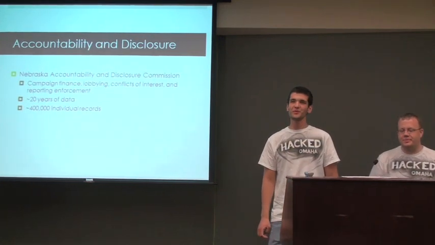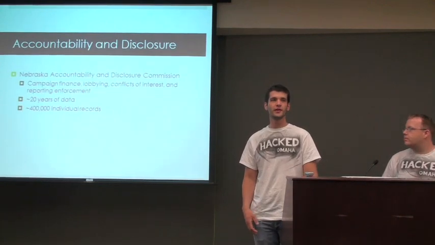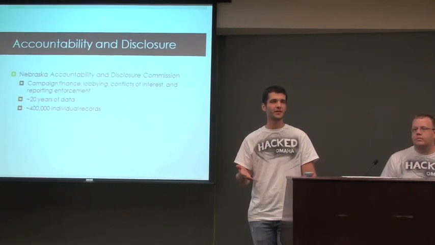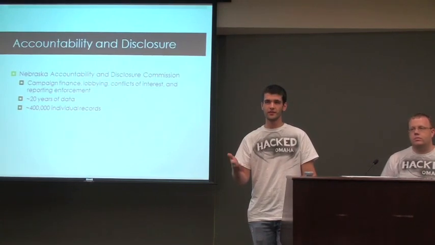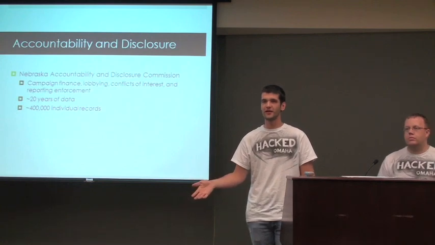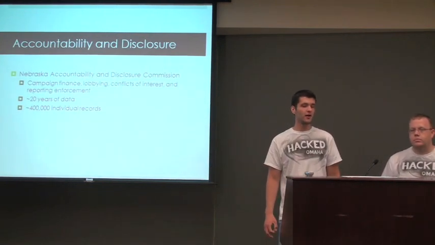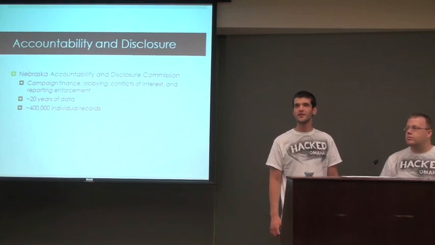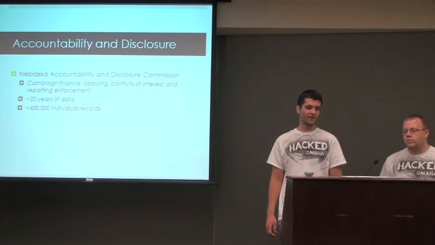So we started out with the data set from the Nebraska Accountability and Disclosure Commission. It details campaign finance spending and lobbying here in the state of Nebraska. Now, you might think, just state senators, but it also covers other state offices like Secretary of State, Governor, stuff like that. Mayors, yeah, also mayors. So we've got about 20 years of data here, and all sum total, that's about 400,000 records.